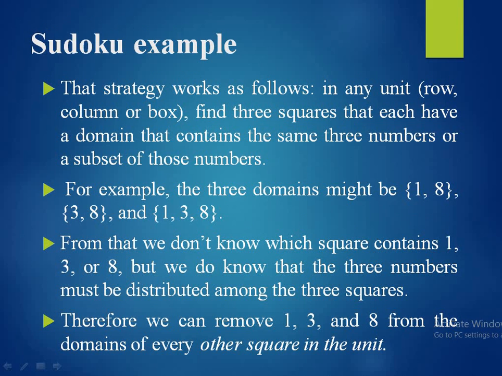That strategy works as follows. In any unit, that is row, column or box, find 3 squares that each have a domain that contains the same 3 numbers or a subset of those numbers. For example, the 3 domains might be 18, 38 and 138. From that, we do not know which square contains 1, 3 or 8. But we do know that the 3 numbers can be distributed among the 3 squares. So therefore, we can remove 1, 3 and 8 from the domains of every other square in the unit.